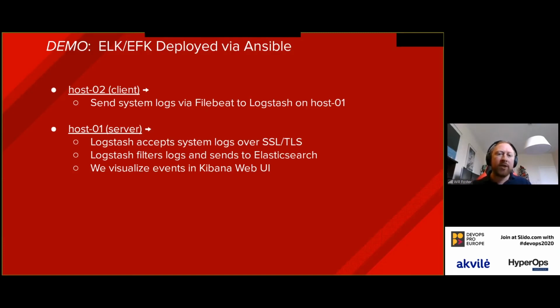And we have host02, which is kind of a generic client. So you could have one to many clients, the way that this is written and the way that we're going to deploy it. But I'm just picking one because I have a tiny little laptop here that isn't that powerful. Host02, which is the client, is going to send all of its logs via Filebeat, which is written in Golang. It's a super fast little log shipper. And it's going to send logs to Logstash, which is listening on host01.